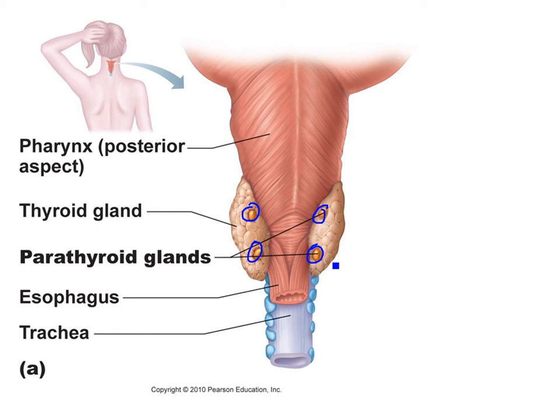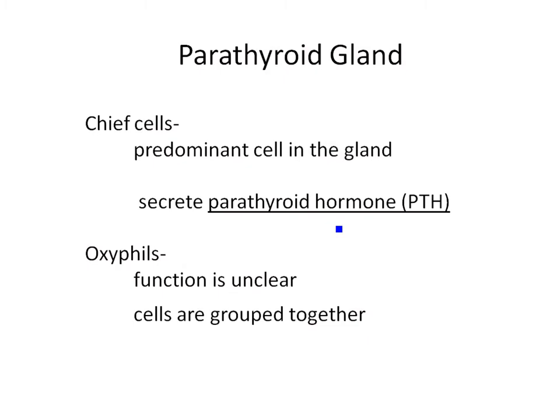Now most people, this is the way it looks, but some people may have 8 parathyroid glands. Some people may have parathyroid glands that are not actually on the surface of the thyroid, but are just floating around in the neck tissue. But your normal setup is that you have 4 parathyroid glands located on the posterior surface of the thyroid gland.